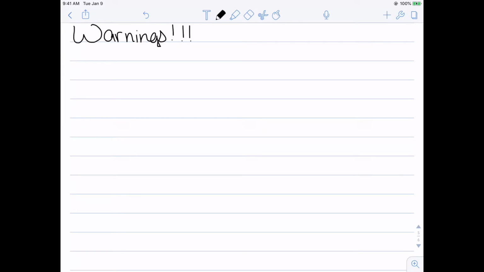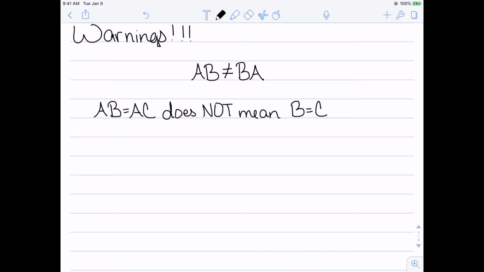There are a few warnings that we need to watch out for. Things that in matrix multiplication we want to be true, but are not true. First, in general, AB is not equal to BA. I cannot switch the order of multiplication when it comes to matrices. The next one, AB equal to AC does not mean that B is equal to C. I do not have the cancellation property. I can't just divide both sides by A.